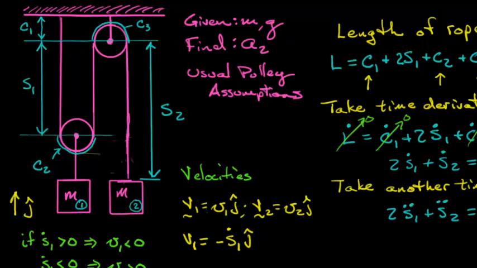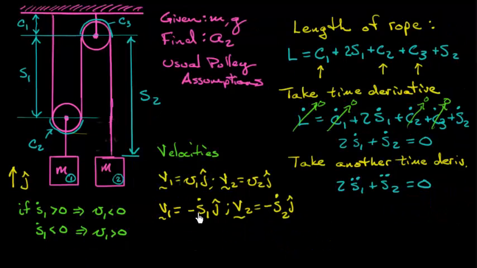And then our expression for V2 is really the exact same story. So V2 would be related to S2 dot, right? And it'll have the opposite sign. So if S2 dot is positive, block 2 is moving down, so V would be negative. So we've got to keep track of the sign in exactly the same way.